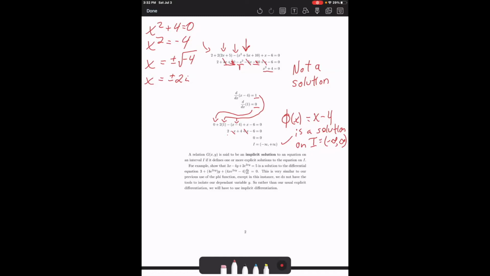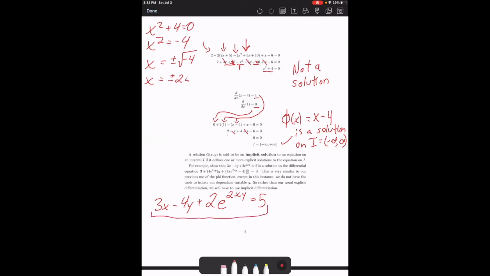So for example, we're going to look at something rather complicated here. We have 3x minus 4y plus 2 times e to the 2xy equals 5. Now, try as you might, we don't have the algebraic tools to isolate y on one side of this equation. So this is going to have to remain implicit. That is, it's going to have to remain the way it is. We can't isolate y to make things look simpler. So we're going to have to deal with this as is and try to find this as a solution.